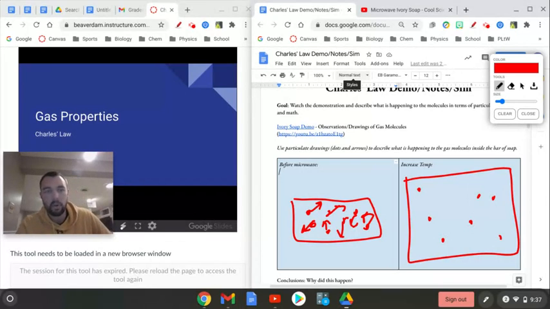Now we didn't get any more gas into the soap. All right, so we had 7 dots before. We got to have 7 dots after. So the amount of gas stays the same. It didn't pick up more gas. But what happened when we increased temperature?